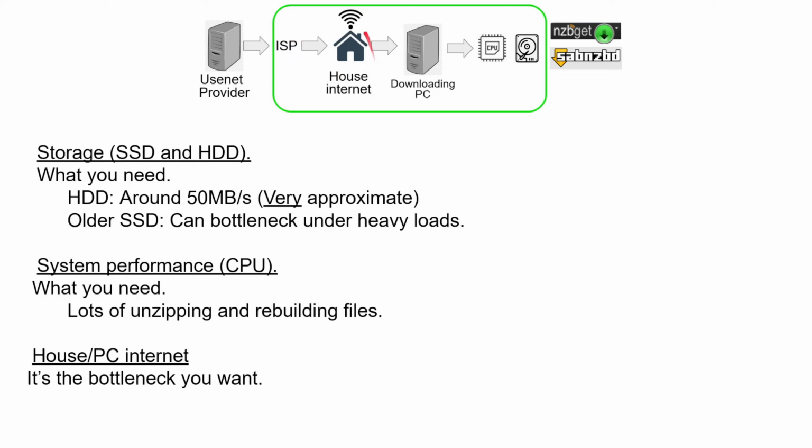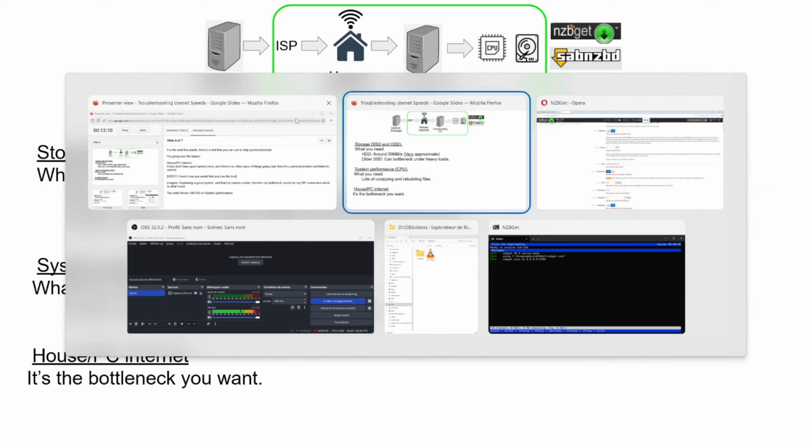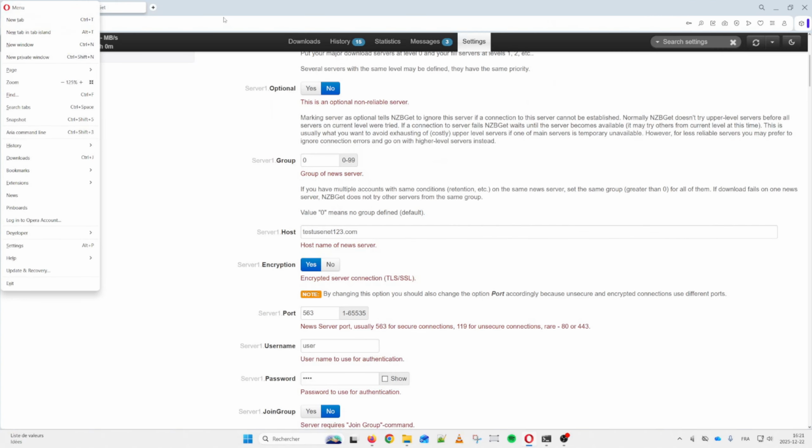So this is what the maximum you're paying for, and this is what you want as a target usually. So how do you test all of this? It's not very complicated, and I will show you right away. So we need to go into SAB again.